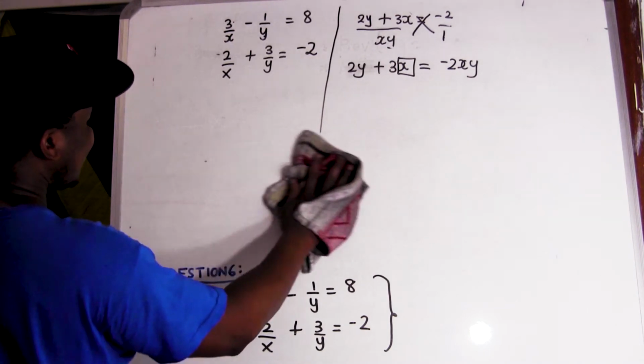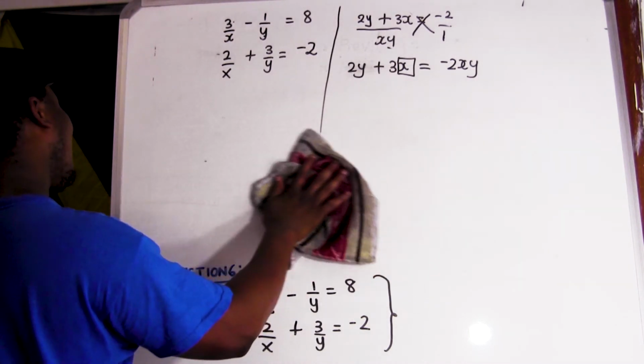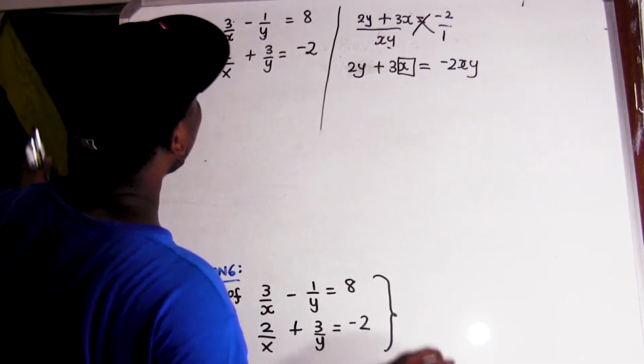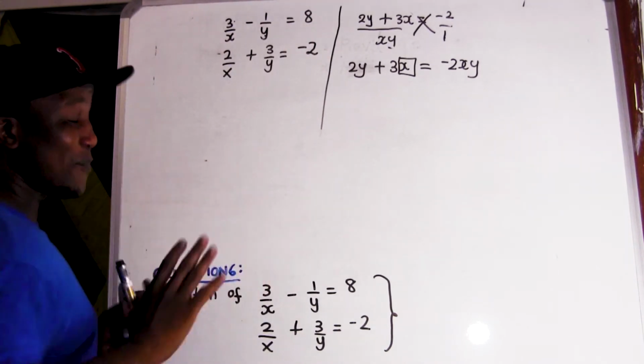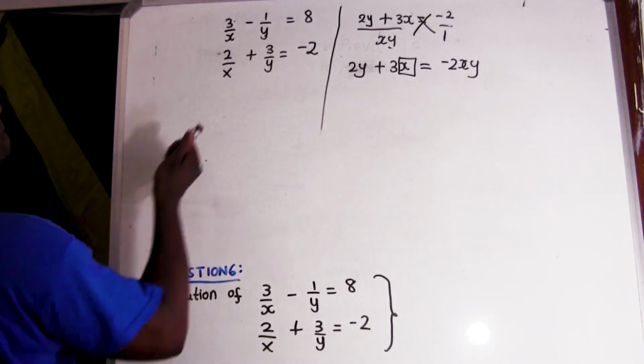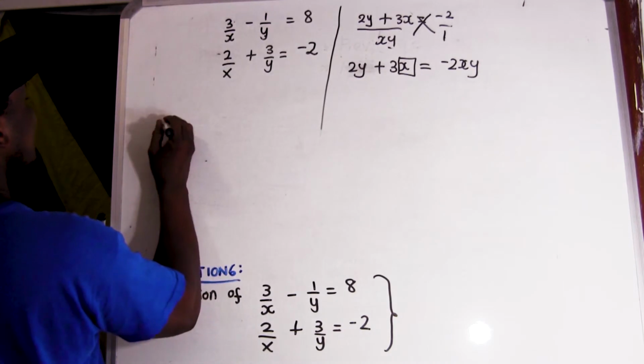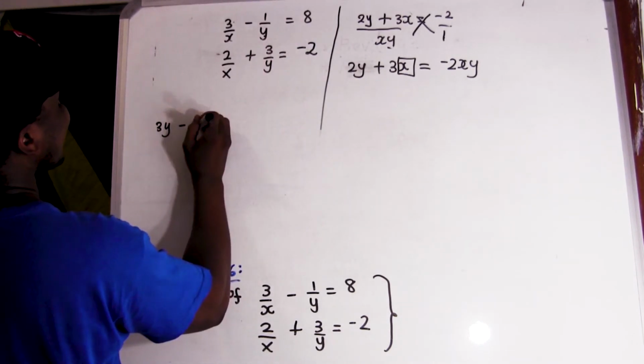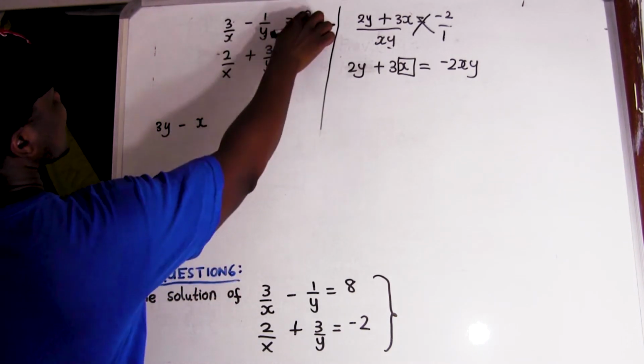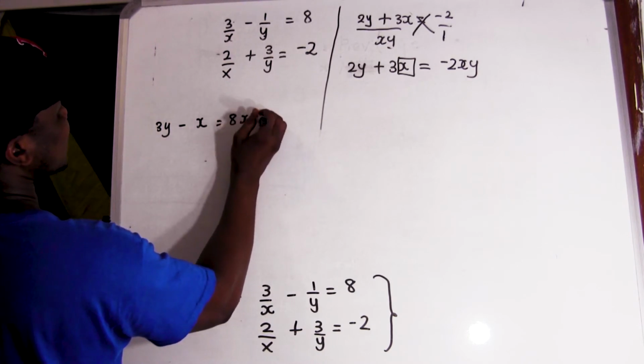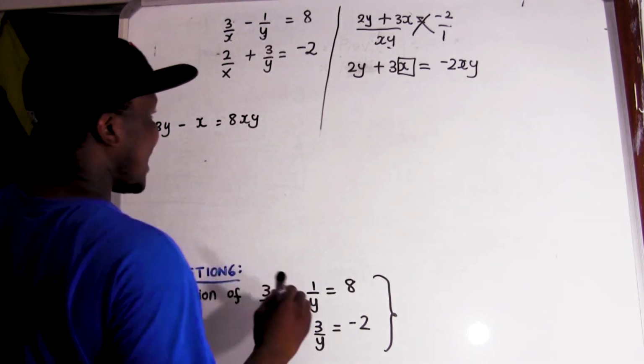Oh my God! I just erased this now. I was not supposed to. Okay, so I have to remake it again. My apologies, guys. I was not supposed to erase. Okay, this and this, 3y. This and this, minus x, and xy times 8 is going to be 8xy, just like that. Cool, no problem.